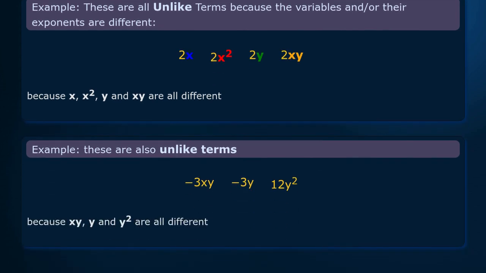Example: these are also unlike terms. Minus 3xy, minus 3y, and 12y squared, because xy, y, and y squared are all different.